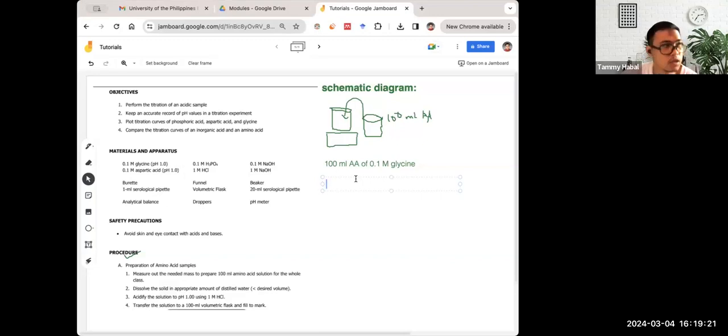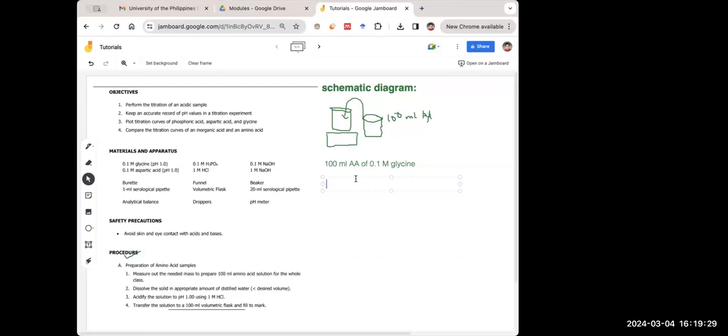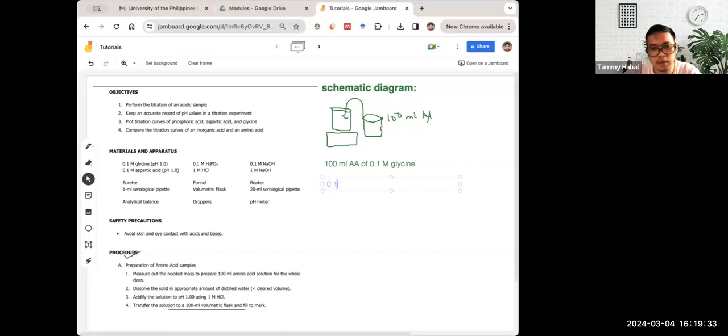It's the other way around. You should start with the molarity. Okay, I'll give you the solution. Last time we discussed this, di ba? So this is mole over liters, right?